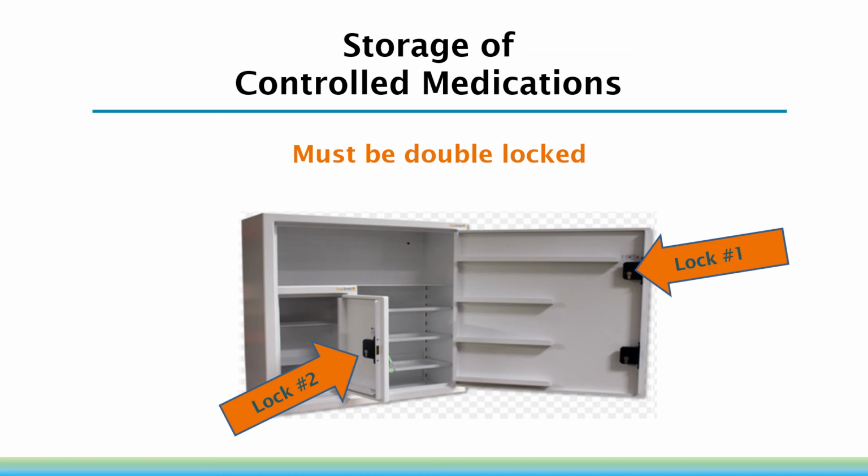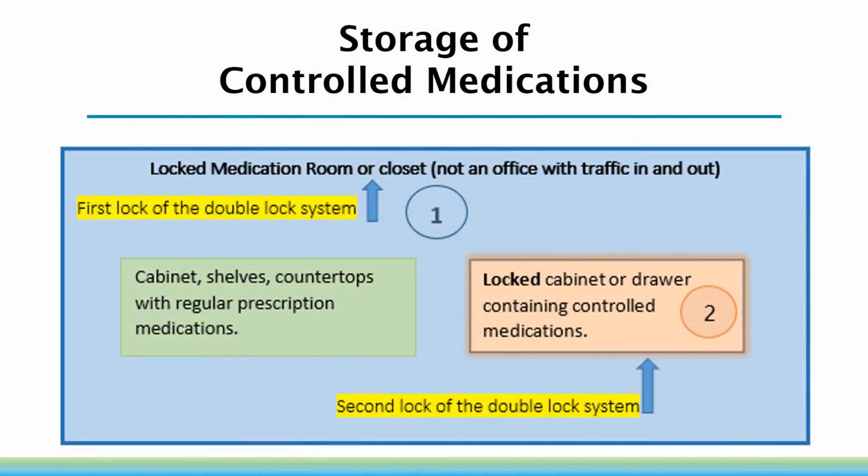Storage of controlled medications must be double locked. All controlled medications have to be double locked. This diagram represents a dedicated medication room or closet. The first lock of the double lock system is the locked door. Inside the room, regular prescription medications and stock over-the-counter medications can be organized. Controlled medications are stored behind a second lock of the double lock system, kept separately in another container with double locks.